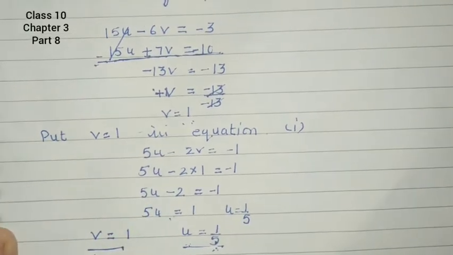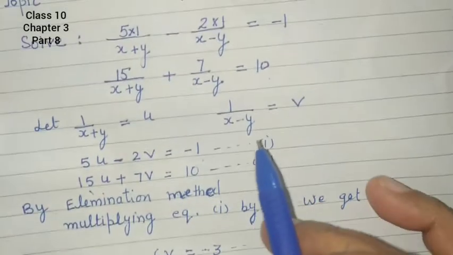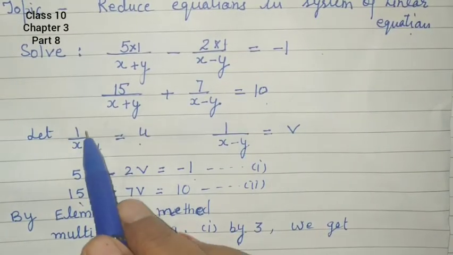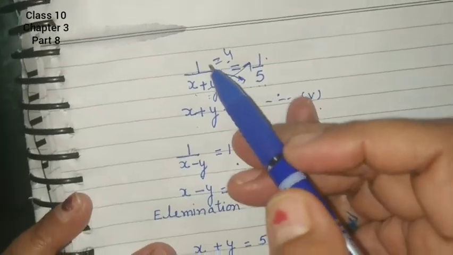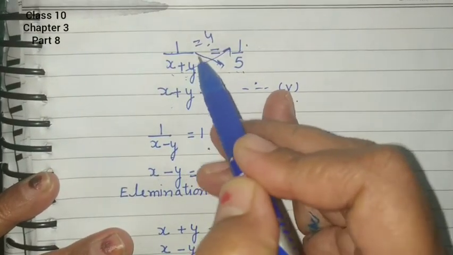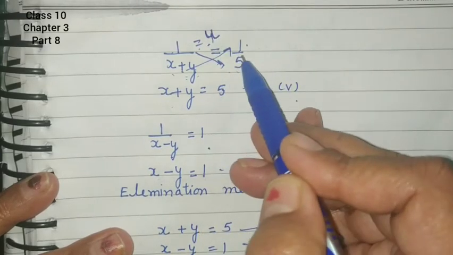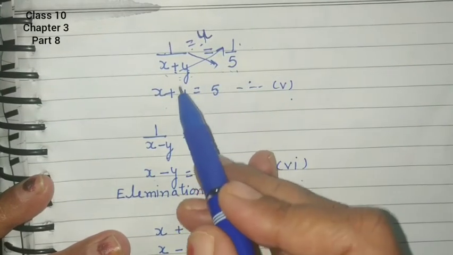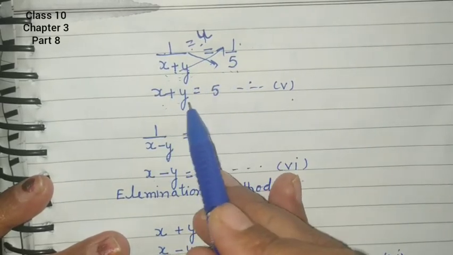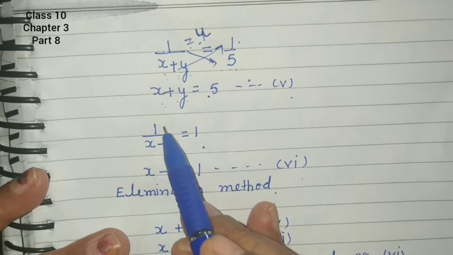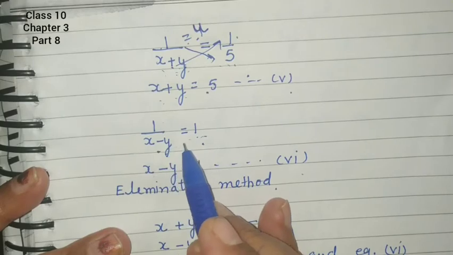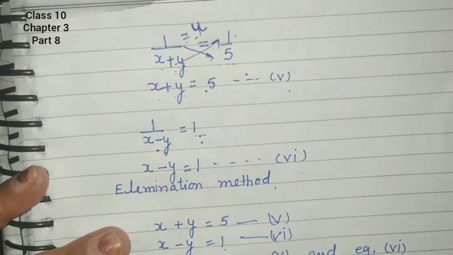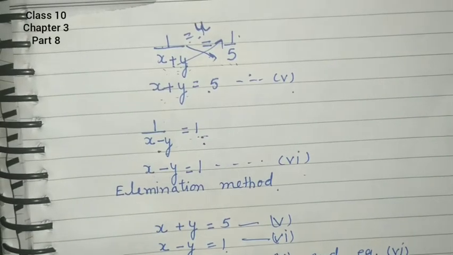We let v is equal to 1 upon x minus y and u is equal to 1 upon x plus y. So we get 1 upon x plus y is equal to u, and it is equal to 1 by 5. By cross multiplying, we get x plus y is equal to 5. Same, we let 1 upon x minus y is equal to v is equal to 1. So by cross multiplying, we get x minus y is equal to 1.